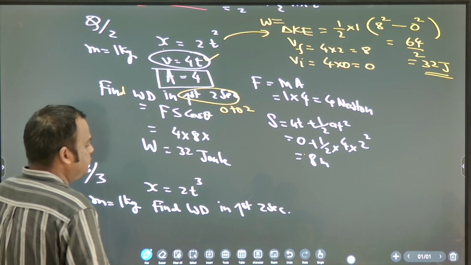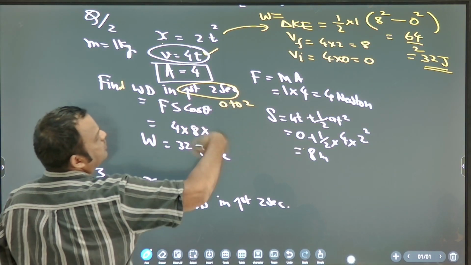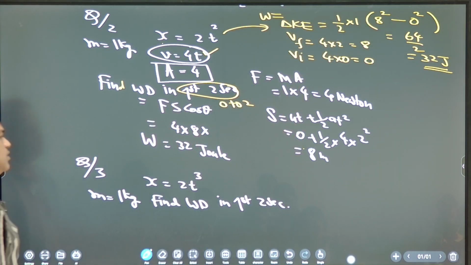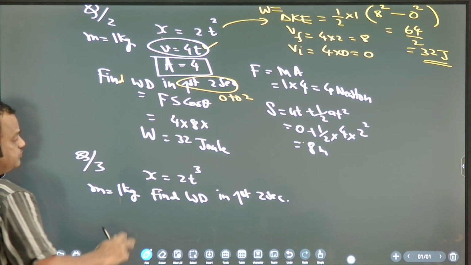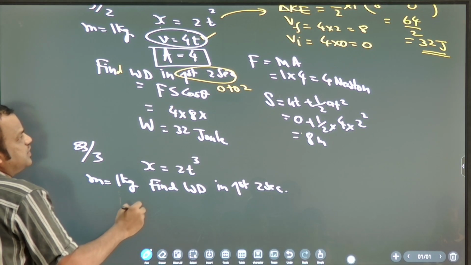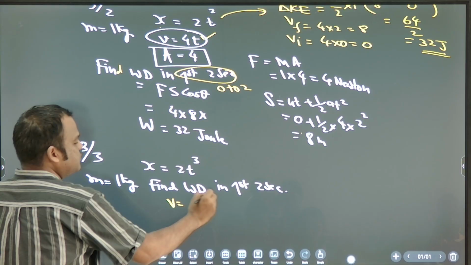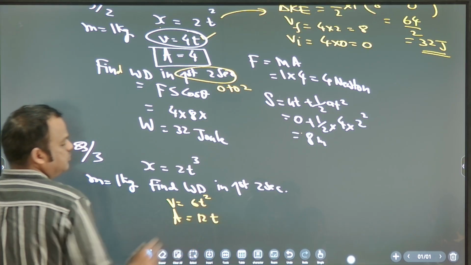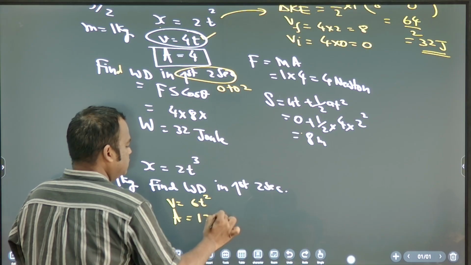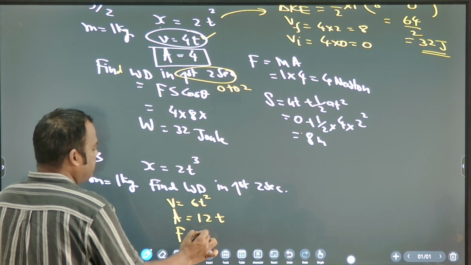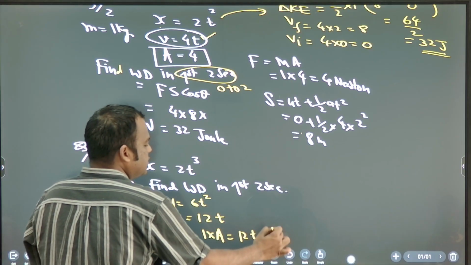So now you tell how to solve this. Now which method you are using? This first method or second method? So second method. First method you cannot use here. Why? Because acceleration is not constant. See, what is the velocity here? 6t square, and what is the acceleration? 12t. Acceleration is 12t, so force is equal to ma, so force is 12t, so it is variable, not constant.